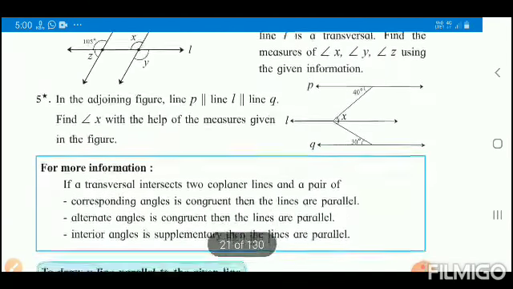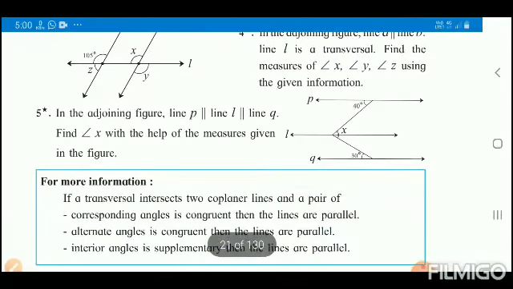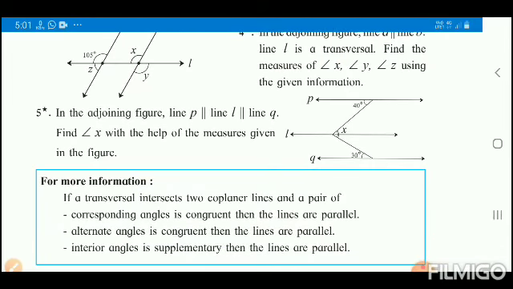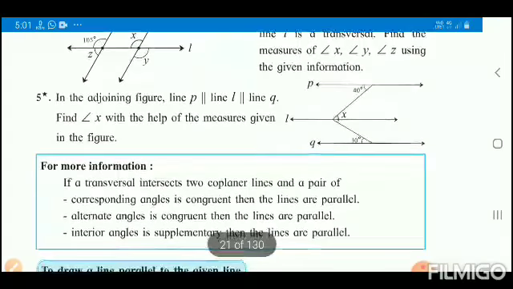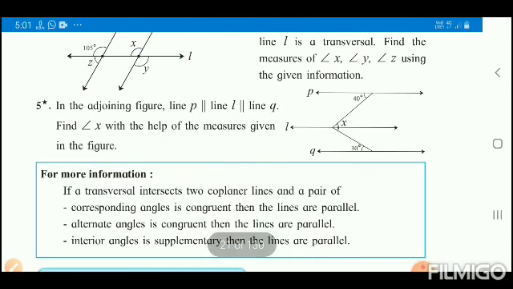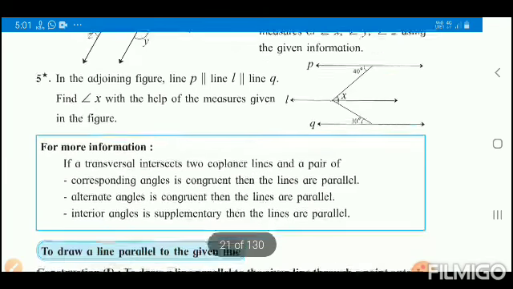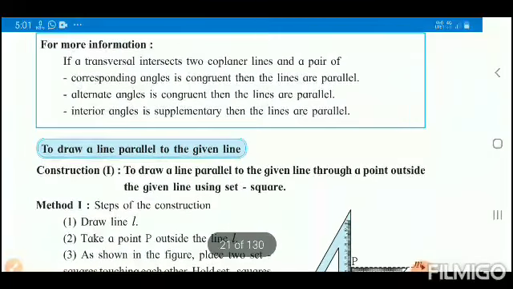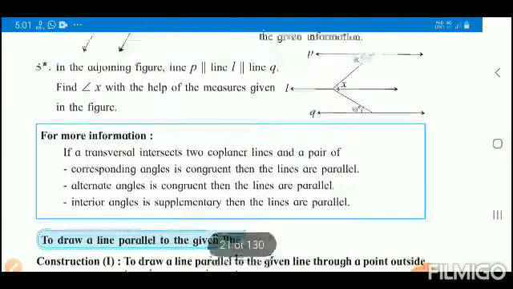Now here for more information, they have given one box that I will read. If a transversal intersects two coplanar lines and a pair of corresponding angles is congruent, then the lines are parallel. If a transversal intersects two coplanar lines and a pair of alternate angles is congruent, then the lines are parallel. And if a transversal intersects two coplanar lines and a pair of interior angles is supplementary, then the lines are parallel. Now for today this is enough.